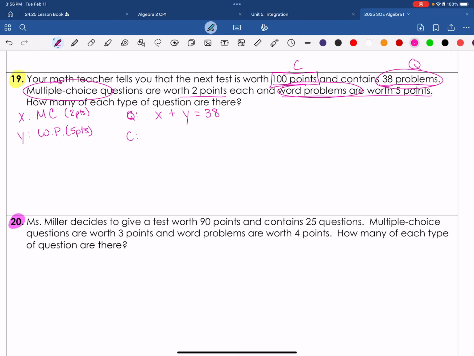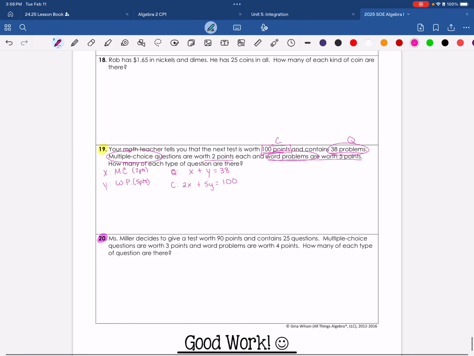And now I know that each multiple choice costs me 2 points, and each word problem costs me 5 points, so I have a potential of earning 5 points, for a total of 100 points. And that's it. The next one's very similar. And then you solve to figure it out from there.